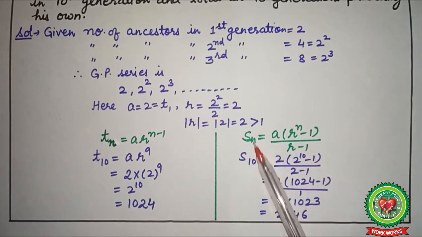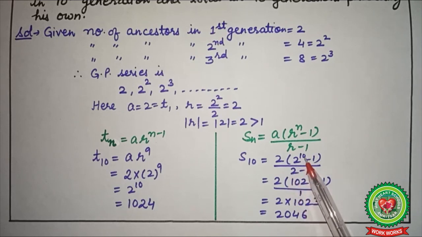Put the values, we get S10 is equal to 2 multiplied by 2 raised to power 10 minus 1 upon 2 minus 1. Here 2 minus 1 will be 1. 2 raised to power 10 is 1024, minus 1. So we are left with 2 multiplied by 1023. So the total number of ancestors is 2046. Now students, in this way we can do the statement sums.